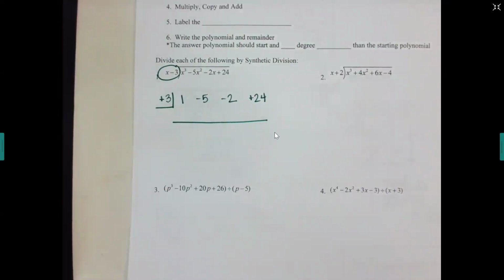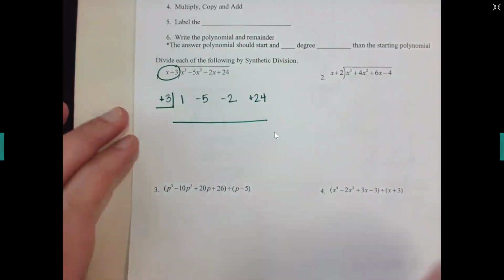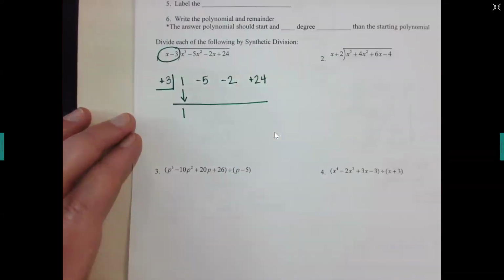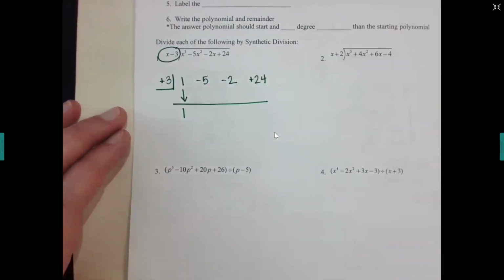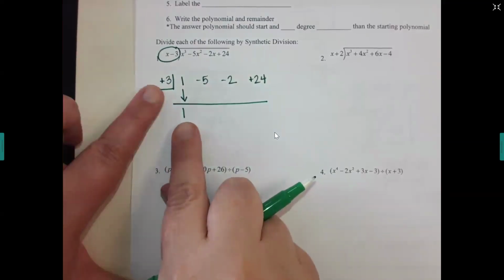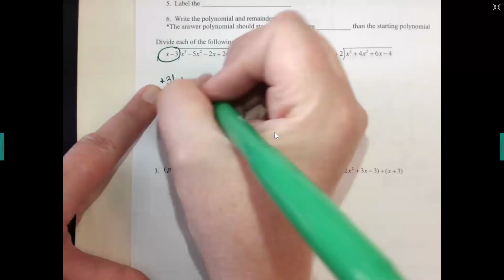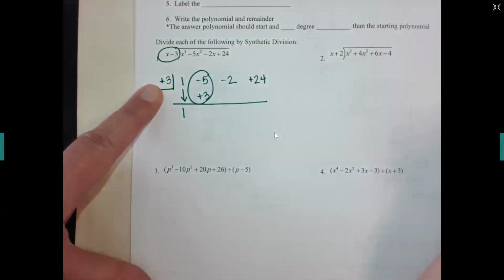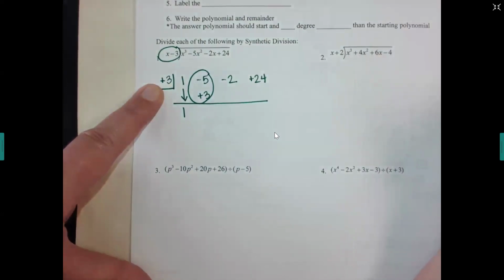You're going to take the first number, drop it straight down. So if it's a 1, drop a 1 down. Then you're going to multiply it by the box. What's 1 times 3? 3. And then you're gonna add it with that number. So if it's a -5, what's -5 plus 3?